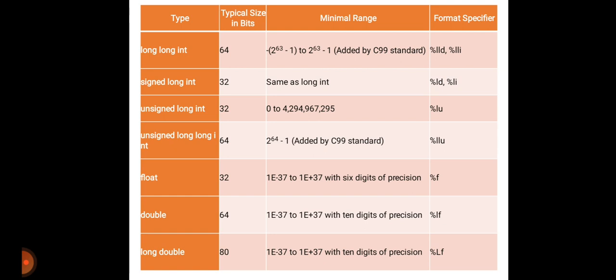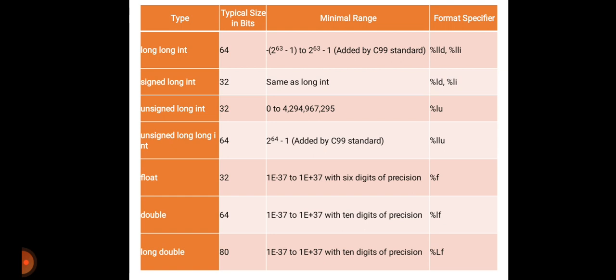The next one is float type, which is 32 bits in size, and the range for this is 1E minus 37 to 1E plus 37 with 6 digits of precision, and the format specifier for this is %f. The next type is double. For double, it is 64 bits in size, and the range is 1E minus 37 to 1E plus 37 with 10 digits of precision. The format specifier for this is %lf.